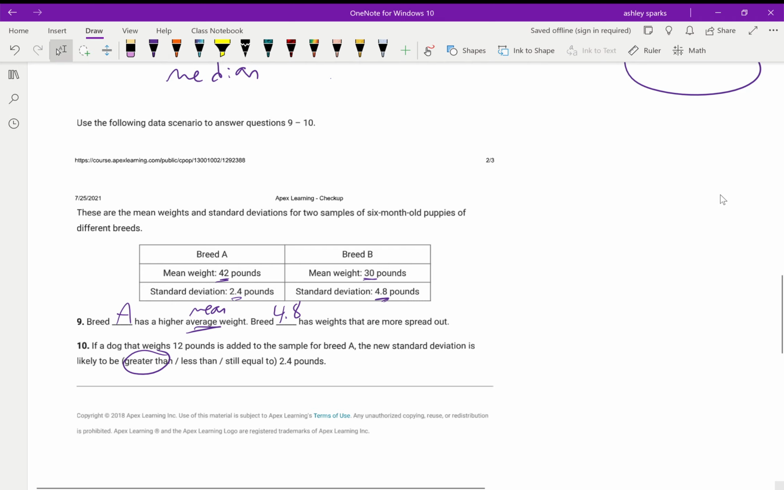Okay? So that is mean, median, standard deviation, and range. Let me know if you have any questions.